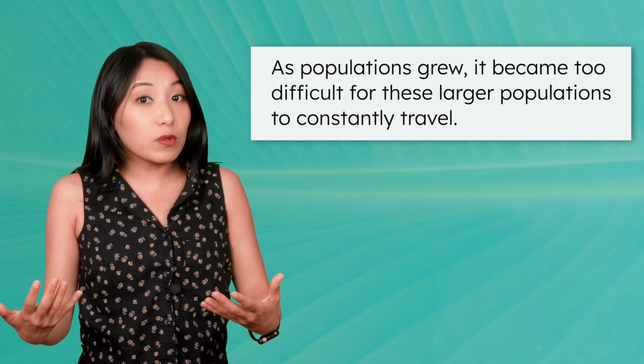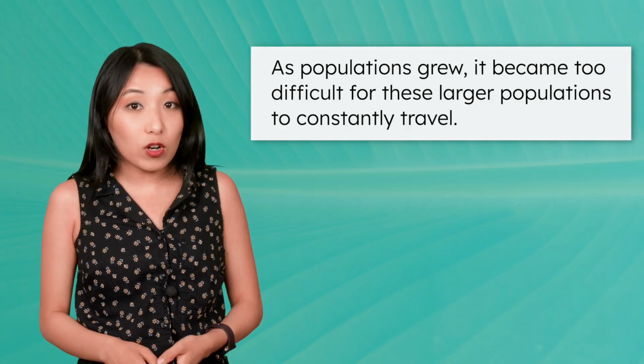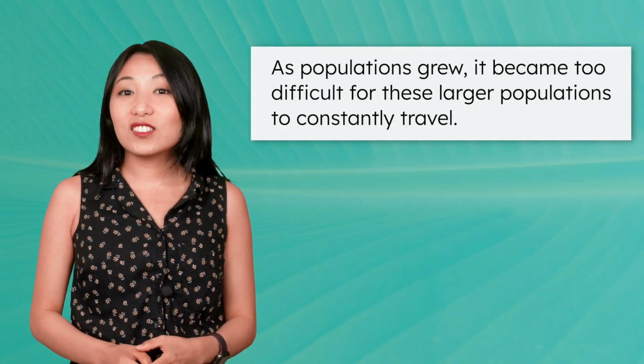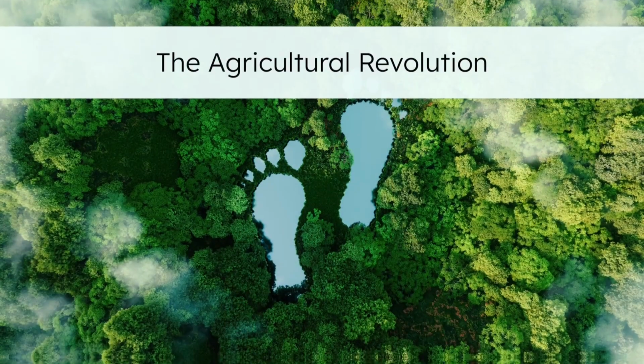It was easy to move from place to place in small groups, but as populations grew, it became too difficult for these larger populations to constantly travel. They needed to settle in one spot. Luckily, some agricultural innovations allowed for this to happen.